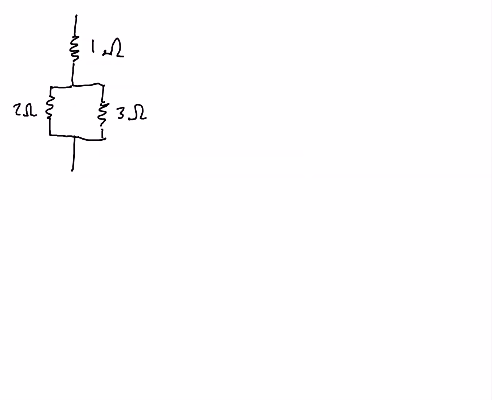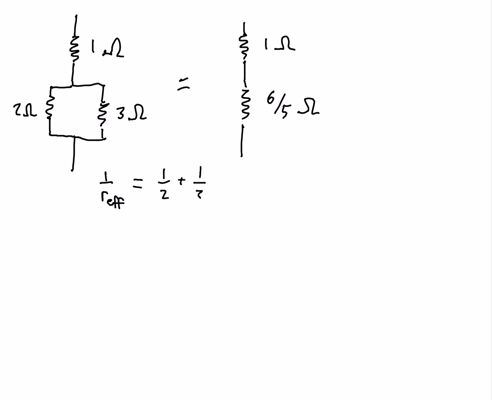Example problem: let's determine the effective resistance of this resistor network. The bottom two resistors are resistors in parallel that are equivalent to a single resistor with 6/5 of an ohm. How did I get that? Well, I used that 1 over R effective is equal to 1 over 2 plus 1 over 3. Okay, that's the 1 over 2 ohms for this one, 1 over 3 ohms for this one. And 1/2 plus 1/3 is equal to 5/6. So R effective is equal to 6/5, and it's in ohms.